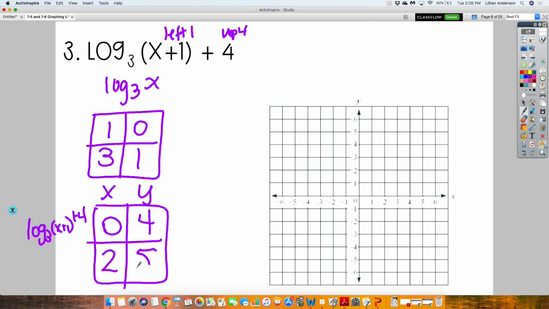Is my vertical asymptote changing? Where is it now? X equals -1, so I make sure I draw that in, and I trace along, oops, I touched it. I trace along, okay? What about for the last one?